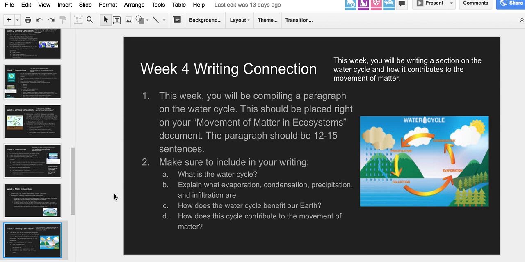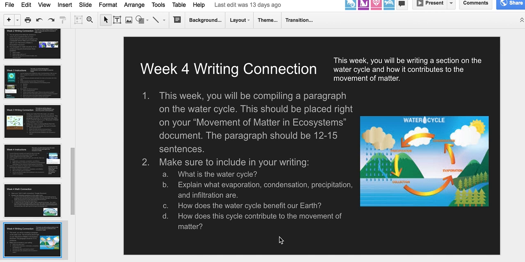Your writing connection this week is going to be putting all of the water cycle together. So last week we talked about photosynthesis. You should already have a section on matter and movement in our ecosystems. Now you're going to be having a 12 to 15 sentence paragraph that is going to be your section for the water cycle. So with that, the things that you need to include, and most of these you probably already have written, is: what is the water cycle? Explain what the different key parts of the water cycle are, so evaporation, condensation, precipitation, and infiltration.